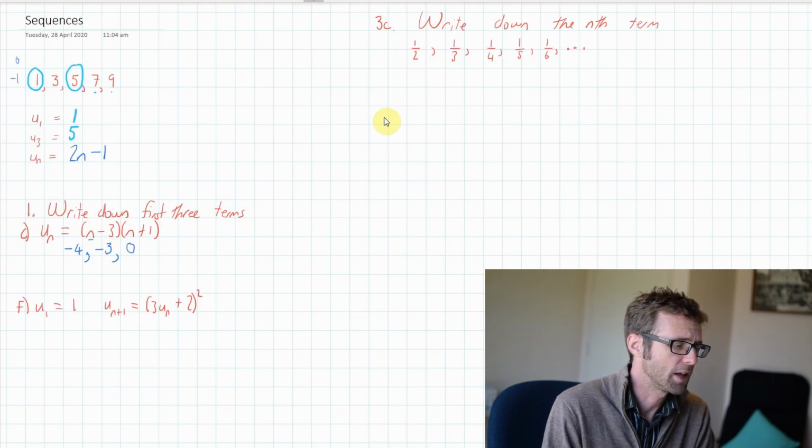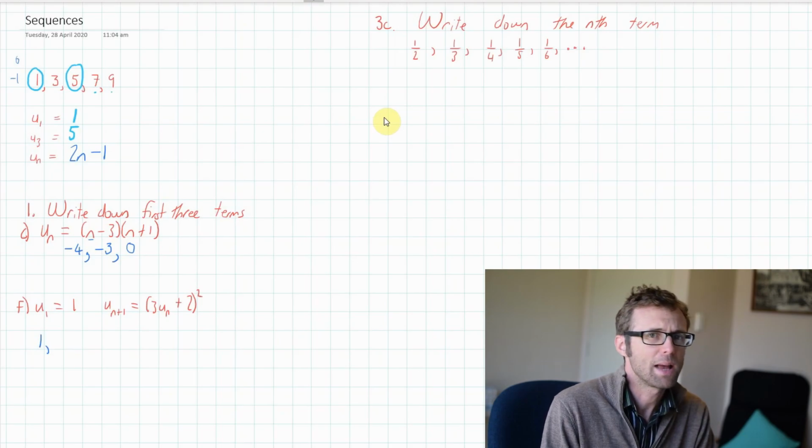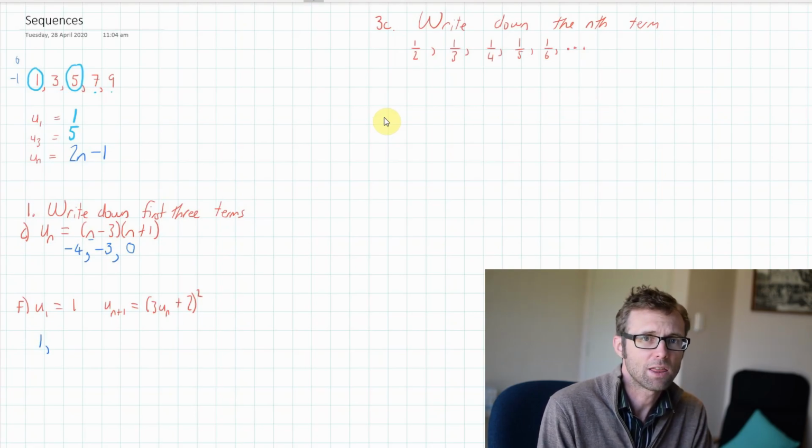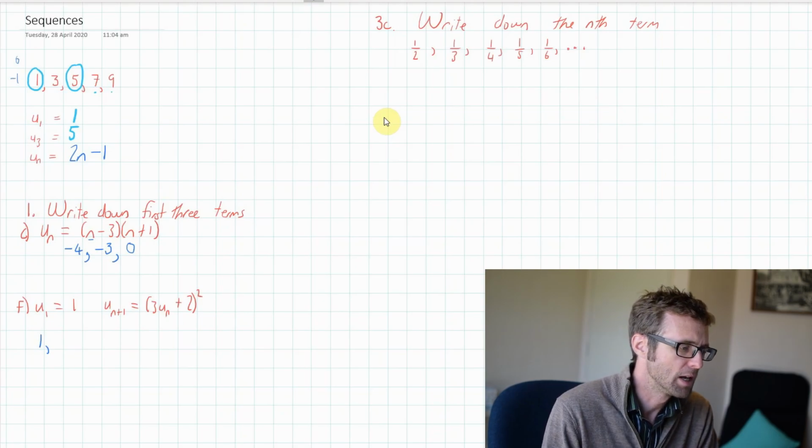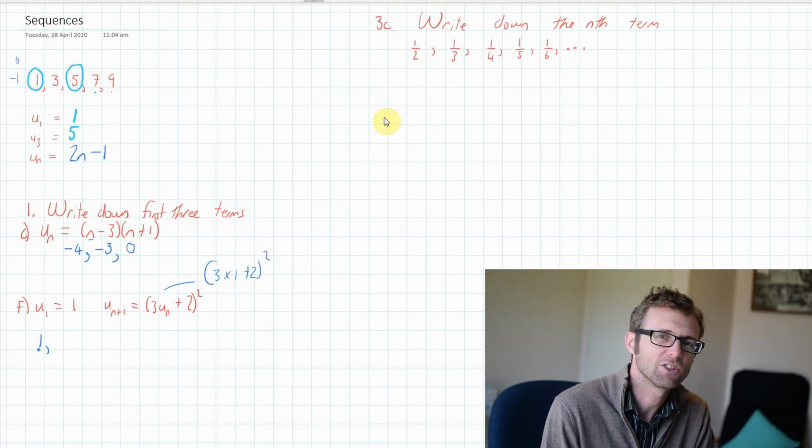We are told in F that the first term is 1, and we're not told a rule for the nth term, we're told a rule for getting from one term to the next. So to get from the nth to the (n plus 1)th term, you chuck your nth term into this formula. So our U1 is 1, so we're going to chuck that in here. To get to our next one, we're just going to go 3 times 1 plus 2, and then we're going to square it, and that will get us to our second term.